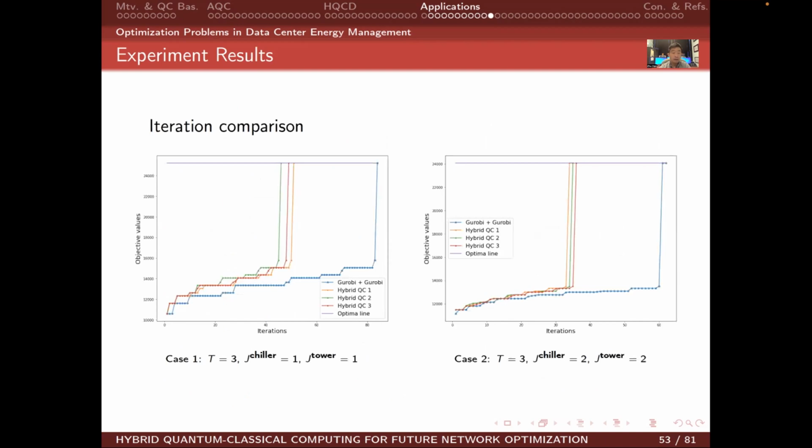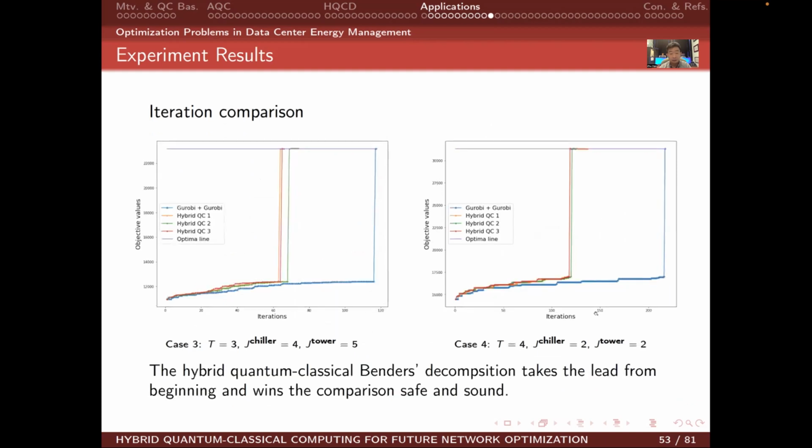And also here is the result, and here are the iterations. We can see that the proposed one converges to the optimal solution within several iterations, while the classic one takes a longer time. And this is for 4 different cases. We can see that the hybrid quantum classic Benders decomposition takes the lead from the beginning and wins the comparison for being safe and sound. So in other words, not only do we converge quickly to the global optimum, but it can also ensure the global optimum. So this shows us the advantage of the proposed algorithm in such situations.